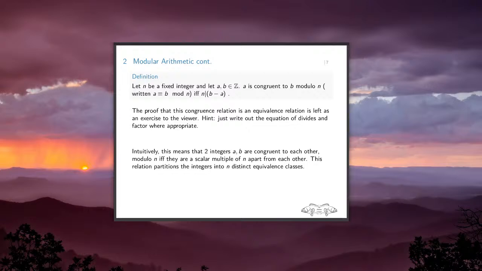This forms an equivalence relation, and so what would you have to do to show that it's an equivalence relation? You'd have to show that it's symmetric and transitive and reflexive.